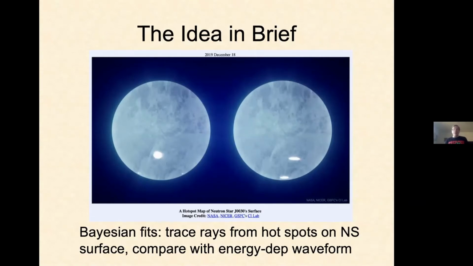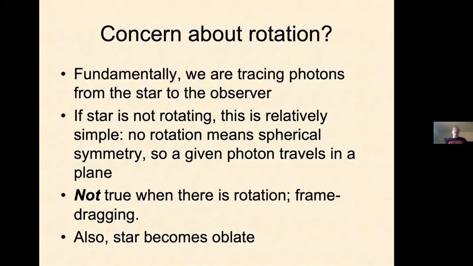We do Bayesian fits. That is, we trace the rays from the hot spots on the neutron star surface with some assumption about the mass, the radius, the angles, the temperatures, the spot sizes, and so on. We compare that with the waveform and repeat tens or hundreds of millions of times for different parameter combinations until we get a final posterior. I mentioned that we want to think carefully over and over again about the possibility of having systematics come into our analysis.